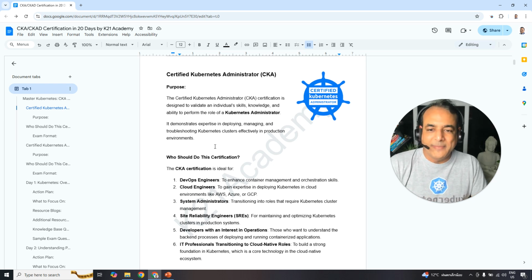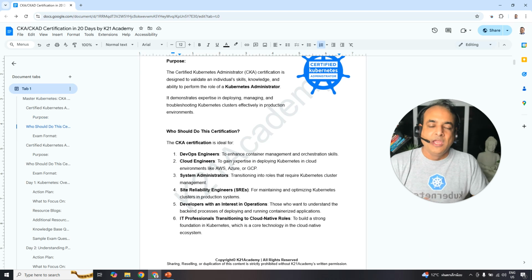Now, who is this for? Mainly for the CKA certification: if you're working as a DevOps engineer or a cloud engineer, because Kubernetes is deployed on the cloud, whether it's AWS, Azure, or Google, you implement that. If you're a system administrator transitioning from managing virtual machines or operating systems, or you're working on virtualized VMware-based solutions, you deploy it on a Kubernetes cluster.